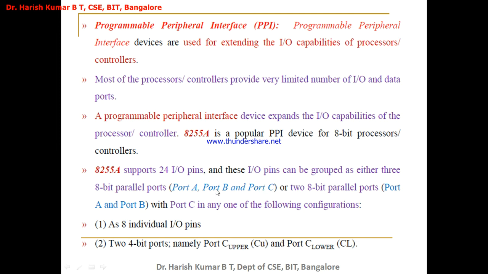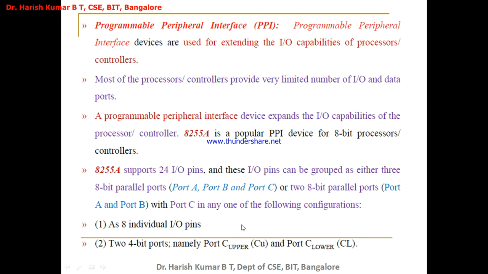Now 8 plus 8 plus 8, it is totally 24. Now this is how the IO pins of 8255 are grouped. They are grouped as port A, port B and port C. Port A is an 8-bit port, and similarly port B is again an 8-bit port, and port C is also an 8-bit port. 8 into 3 is 24.